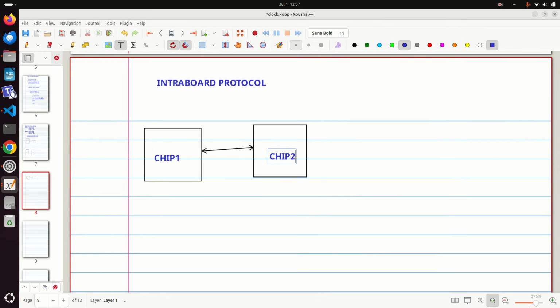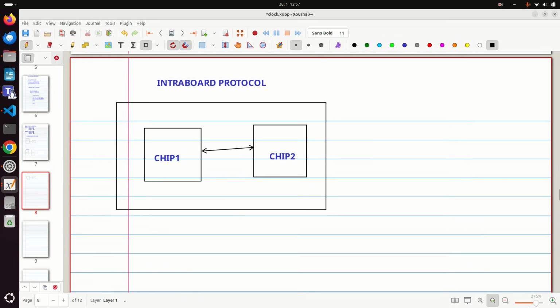So what will happen in this case? Before that, let me draw one board. These chips come inside the board, isn't it? So here we have two chips and this is the PCB board. Now on a single board, if you are communicating between two different chips, between two different ICs, then it is nothing but an intraboard protocol.